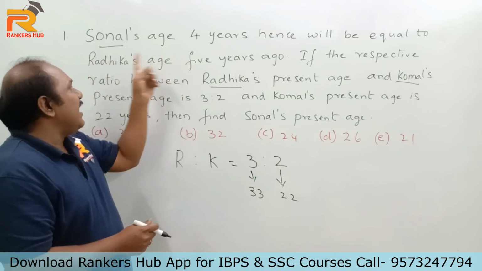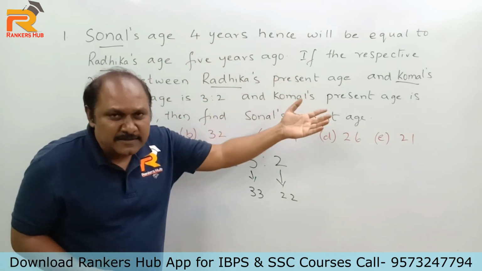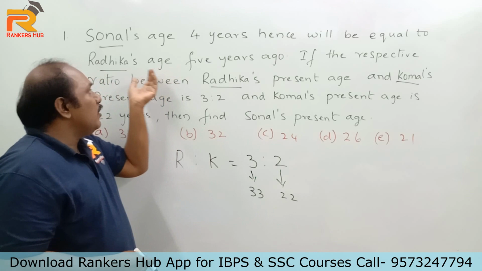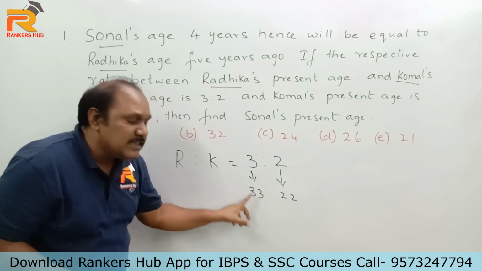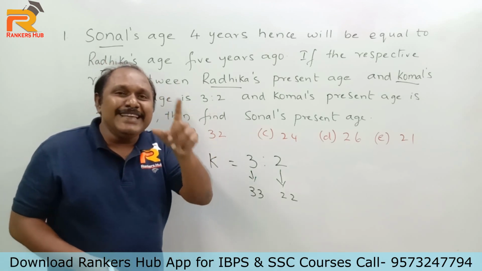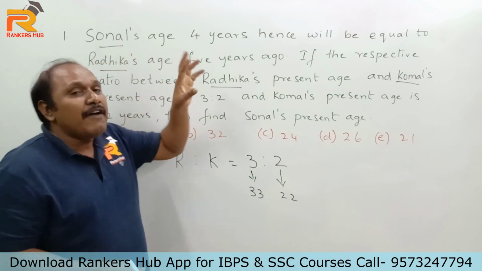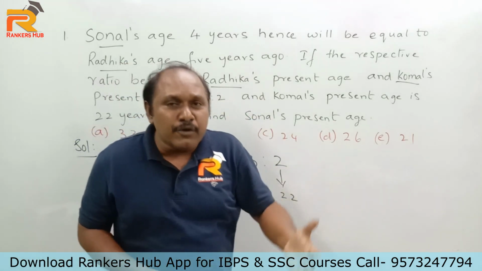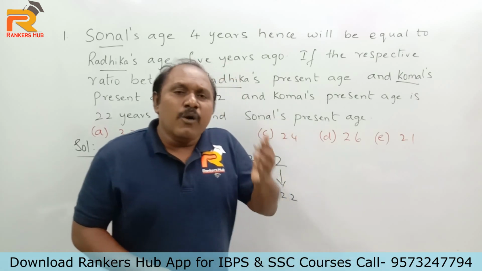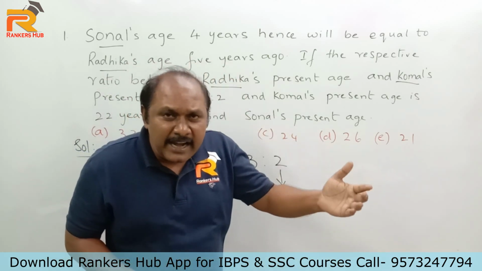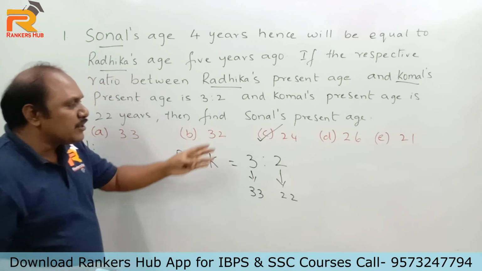Now, talking about Sonal and Radhika. Sonal's age 4 years hence, that means after 4 years, will be equal to Radhika's age 5 years ago. Now, what is Radhika's present age? Radhika's present age is 33. 5 years ago, 33 minus 5, it should be 28. That should be equal to the age of Sonal after 4 years. That means the age of Sonal after 4 years will be 28. So, if the age of Sonal after 4 years is 28, what should be the present age of Sonal? 28 minus 4, the answer is 24. So, the correct answer for this question should be 24.